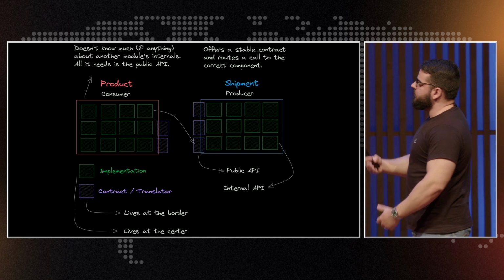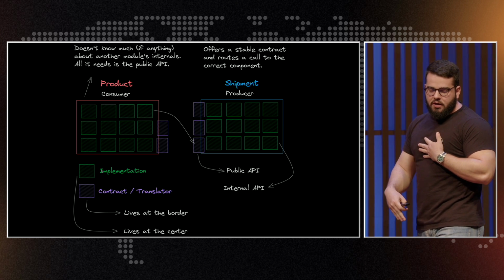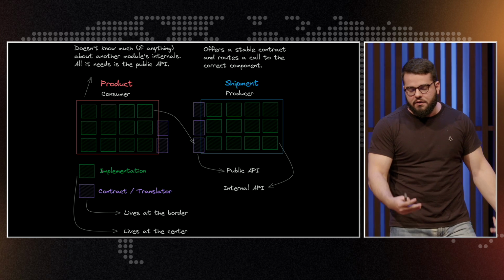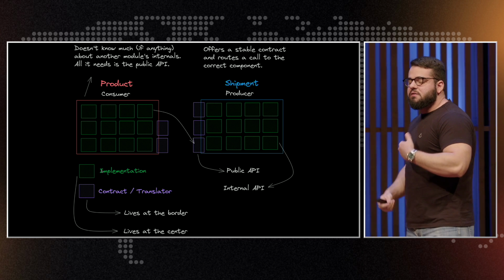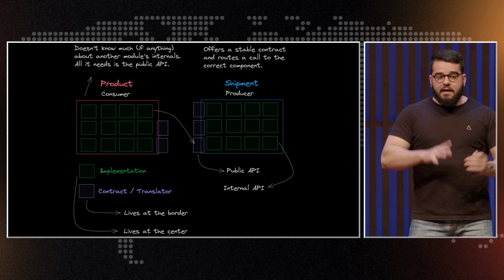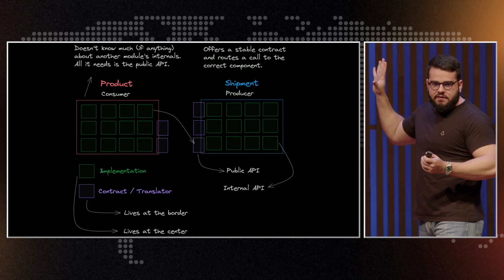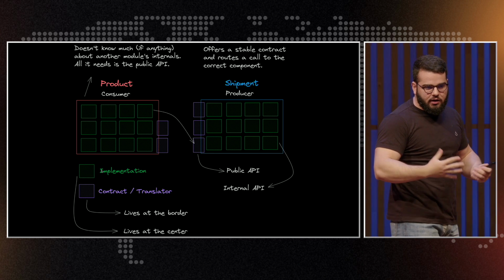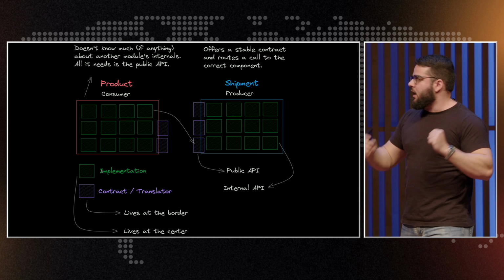You have implementations internally at the module, and you have those contracts or translators or whatever you want to call them at the border, and they're responsible for representing the module's public API. Again, coupling is a spectrum, so you don't have to follow this to the rule. You can change things. You can see what fits your project. But it's good to have this in mind.